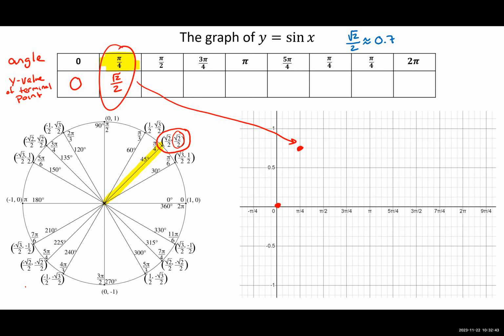When the angle is pi over 4, the function value, when the input is pi over 4, the output or the function value is root 2 over 2, which is about 0.7.